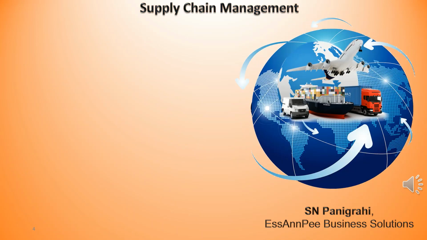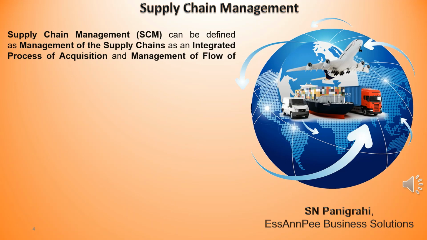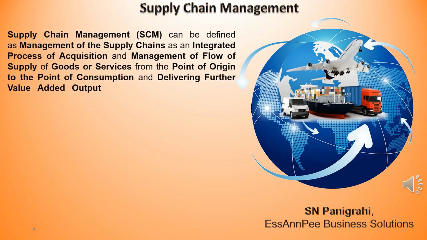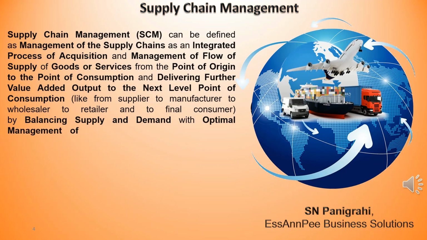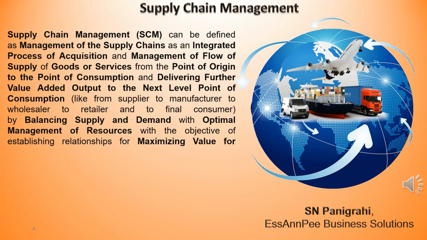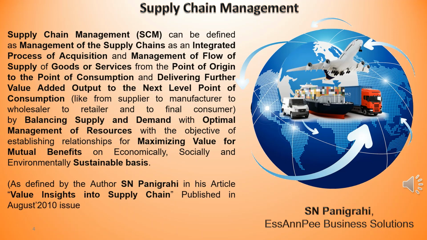Now let's understand what is supply chain management. Supply chain management (SCM) can be defined as management of the supply chains as an integrated process of acquisition and management of flow of supply of goods or services from the point of origin to the point of consumption and delivering further value-added output to the next level point of consumption, like from supplier to manufacturer to wholesaler to retailer and to final consumer, by balancing supply and demand with optimal management of resources with the objective of establishing relationships for maximizing value for mutual benefits on an economically, socially and environmentally sustainable basis. This is as defined by the author S.N. Panigrahi, in his article, Value Insights into Supply Chain, published in August 2010 issue of MMR magazine of IIMM.